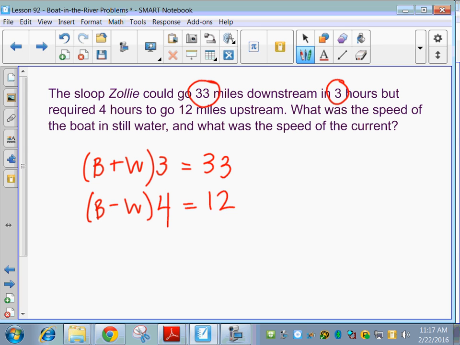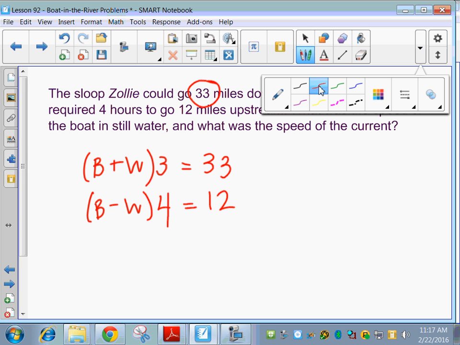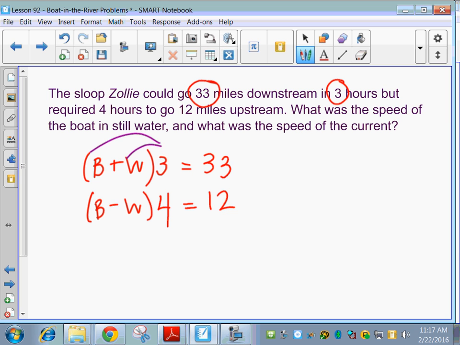Okay, so I'm going to distribute the 3 and distribute the 4 here. So this goes to both. I have 3B plus 3W equals 33. And over here, the 4 distributes: 4B minus 4W equals 12. Now, there's a way to make these problems a lot easier. If you can do this, I recommend it.